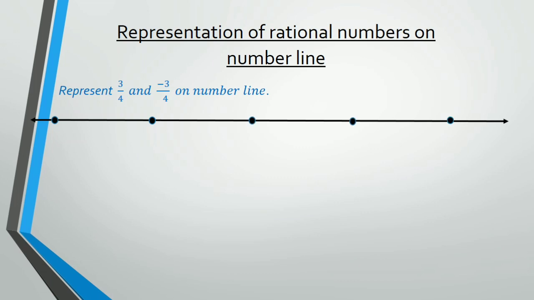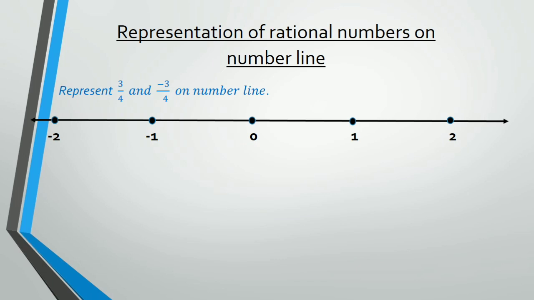Now we can plot the points. First of all, we will plot the integers. We will plot the integers 0, 1, 2, minus 1, minus 2, etc. So here we have the plotted integers. Here we are plotting 3 by 4 and minus 3 by 4.